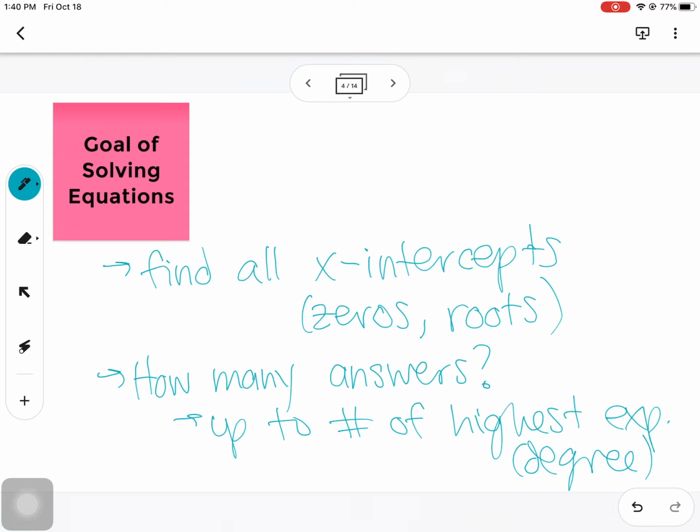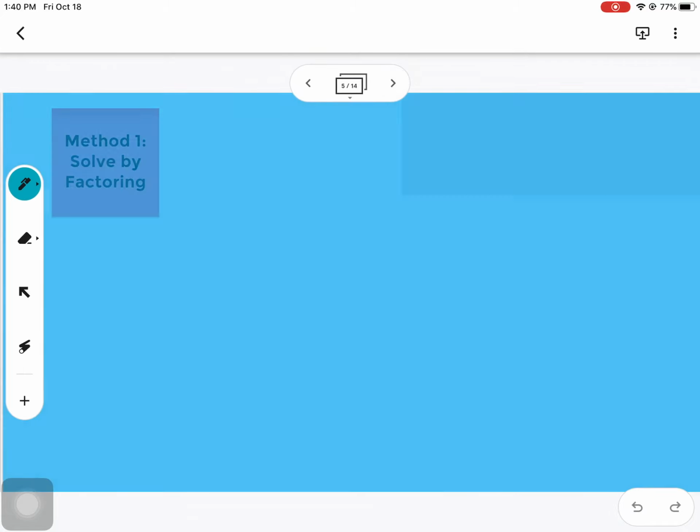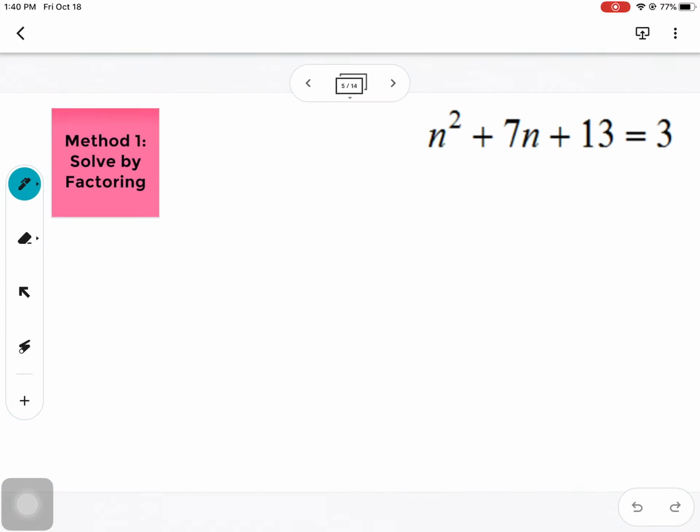What I'm going to talk about first is 3 different key methods that you will use. These are going to focus on when you have a quadratic, so an x squared, but then we will go through examples where we apply this to higher order polynomials, when you have a larger degree. Your first method is solve by factoring.